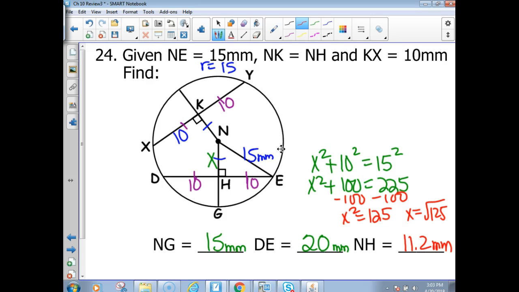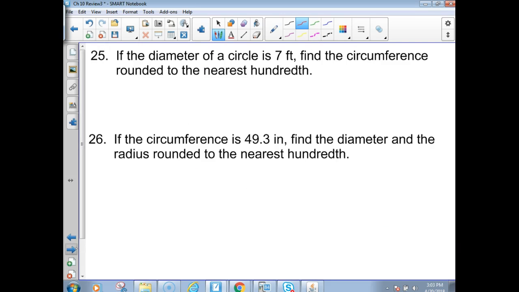Any questions about that problem? Okay, moving on. Oh, by the way, I know these are numbered wrong. Could you tell me what your number is on for this next one? The diameter of a circle is 7? 21? Okay, so I'm behind.